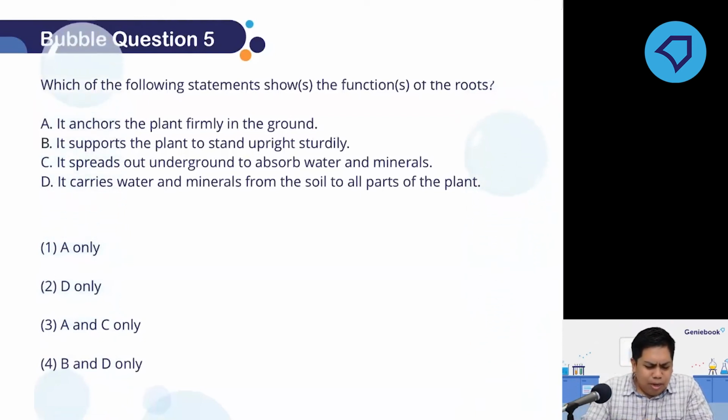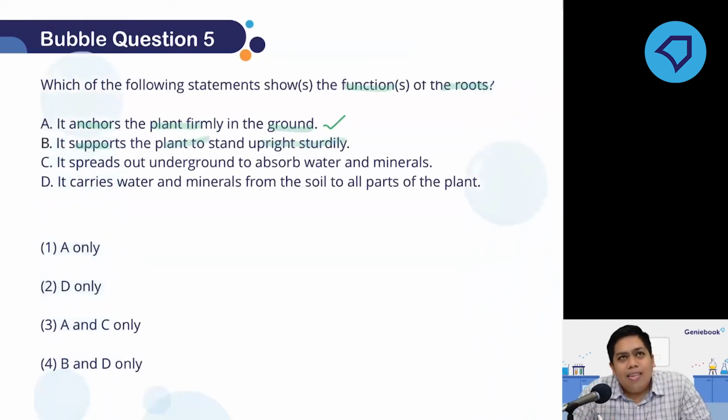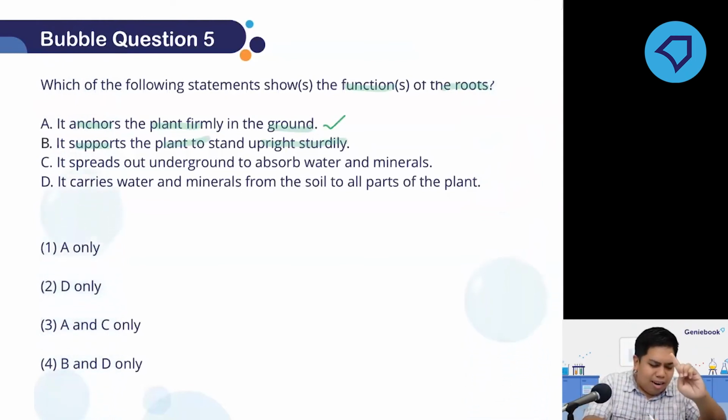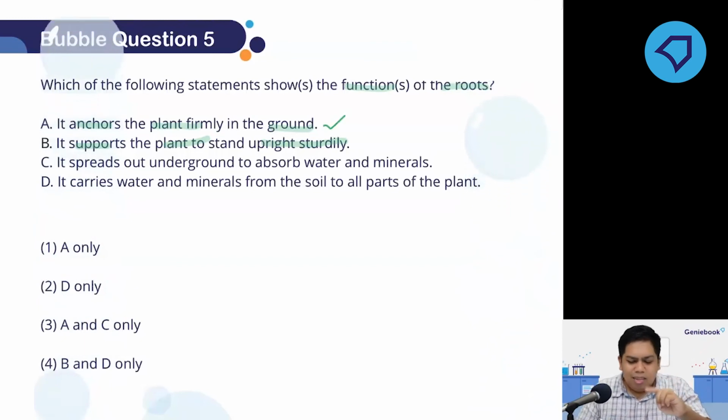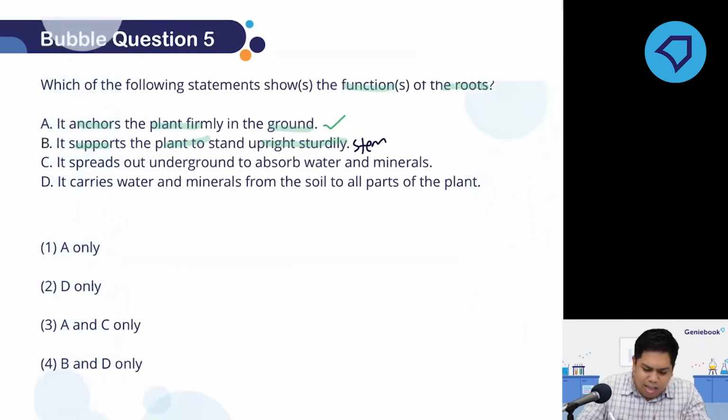So let's look at the question quickly. We have the function of the roots here as the keyword. The first option says anchors the plant firmly in the ground. So yes, that is correct, right? It supports the plant. I purposely put this option here because quite a number of students will think that's one of the functions: support the plant to stand upright sturdily. No. This is actually which part? Can anyone tell me? This is actually not the roots, but the stem. Yes, Gavin Gunawan, correct. So therefore, this is incorrect.